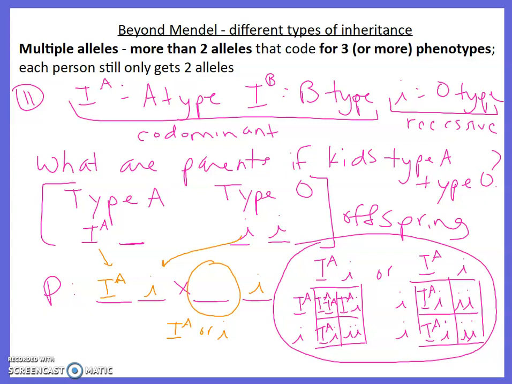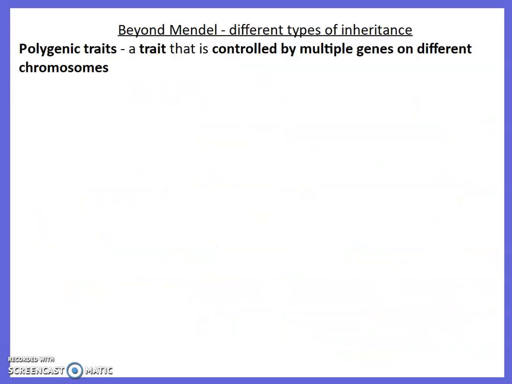All right, the last type of inheritance that we will look at is polygenic inheritance. Polygenic traits are traits that are controlled by two or more genes, or multiple genes, that are on different chromosomes. So there are multiple genes that contribute to one trait or one phenotype that we see. The example of this that we'll use is coat color on labs. And there are two genes that we look at that are responsible for their coat color, or for their pigment.